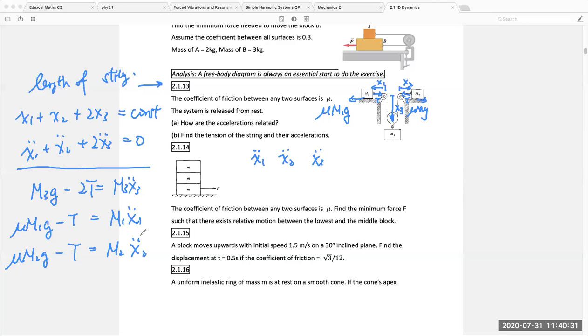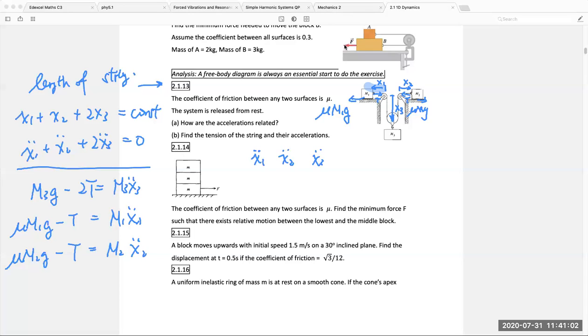So just to remind you, why do I write mu m1g minus T instead of T minus mu m1g? Because I let the left position be positive. You can see this vector is to the left, to be positive. So therefore, I use mu m1g minus T.